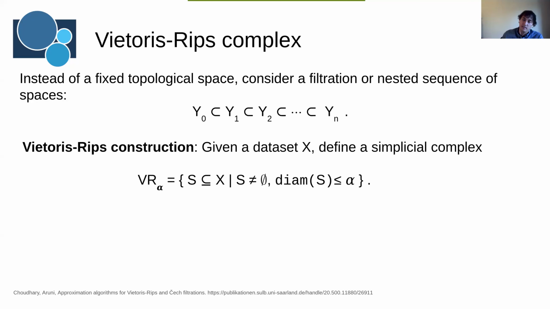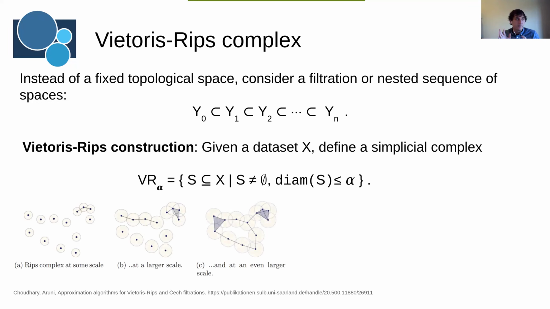Suppose I'm given a data set X, and I'm going to define for you a simplicial complex. Given a data set X, I look at all subsets of X whose diameter is less than or equal to alpha. I have some real number alpha, and I'm defining a space which depends on that parameter alpha. The common visualization is the following. For VR of alpha, you put a ball of radius alpha around every point in your data set. And if two of those balls overlap, I draw an edge between those points.